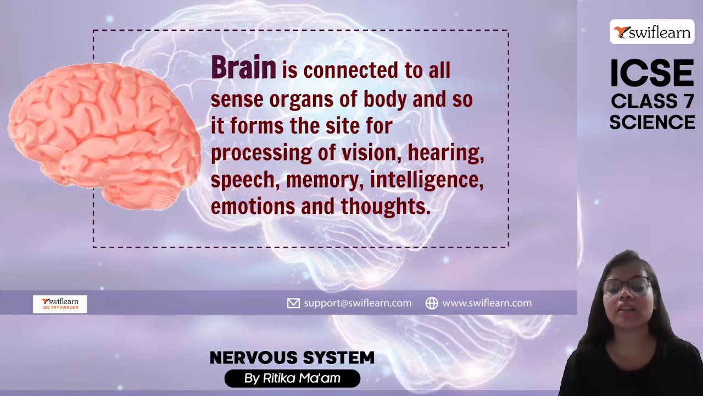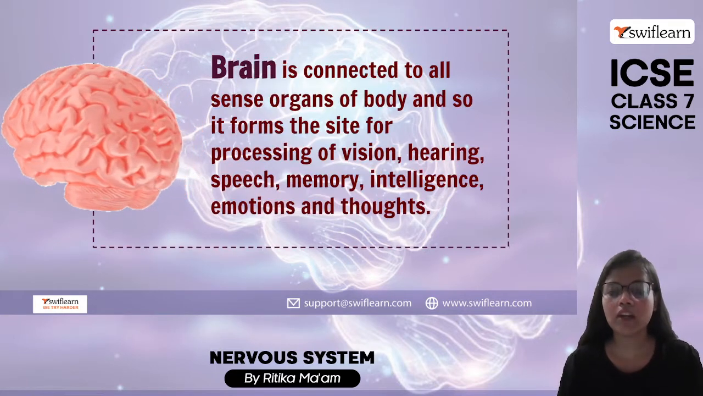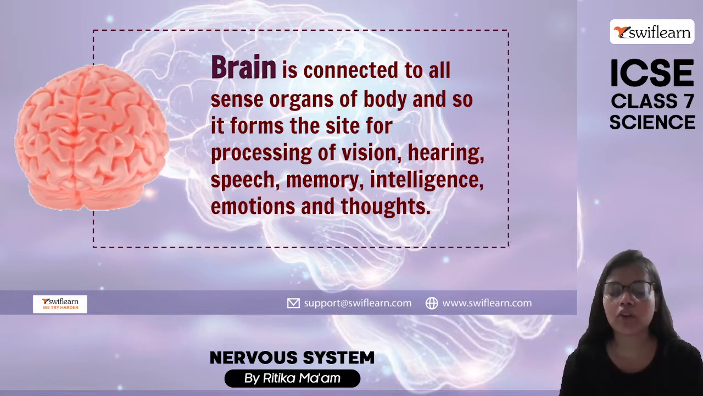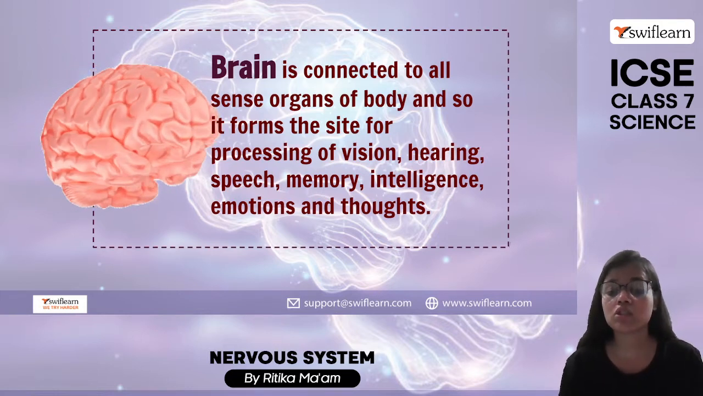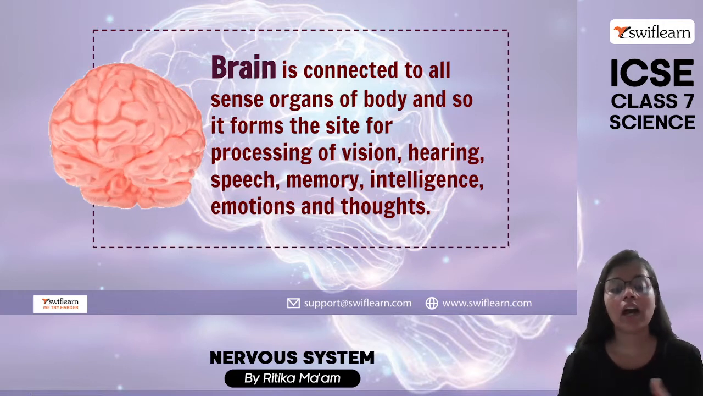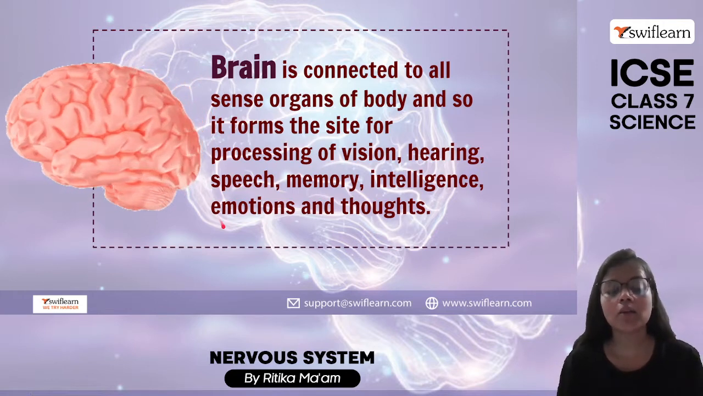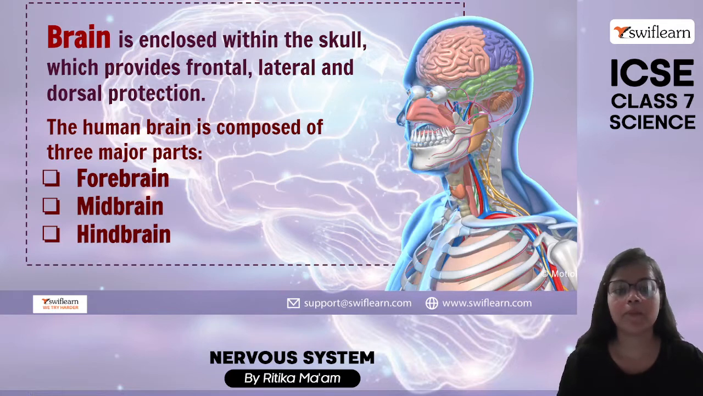So the brain is connected to all the sense organs of our body, and it forms a site for processing vision, hearing, speech, taste, memory, intelligence, emotions, thoughts, etc. So whatever happens in our body, it is somehow related to the brain.